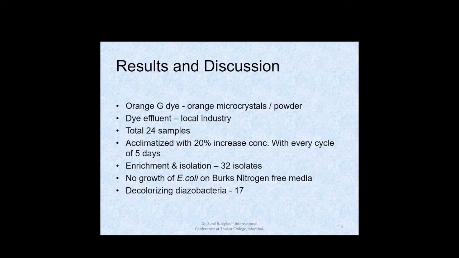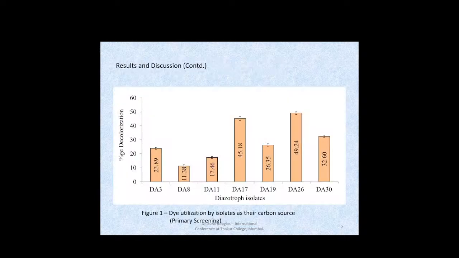No growth of E. coli on this media supports the selectivity of the media for nitrogen fixers only. Among these 32, 17 isolates were able to decolorize the dye. Coming to the screening, the following seven isolates were able to utilize the dye as a carbon source, and they showed decolorization when the dye was the sole carbon source in the media. Among these, you can see the isolates Da17 and Da26 were the higher decolorizers compared to others.